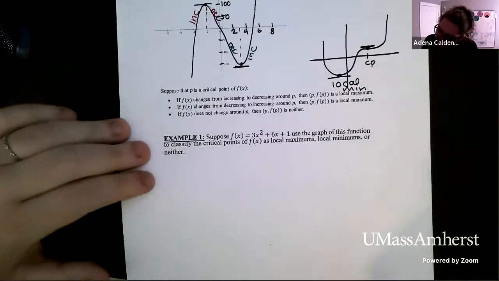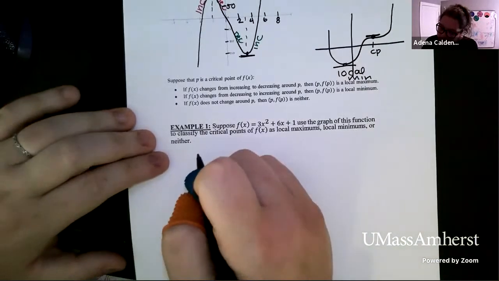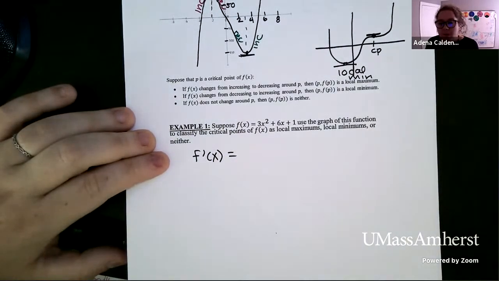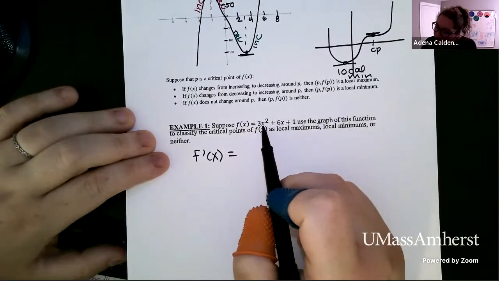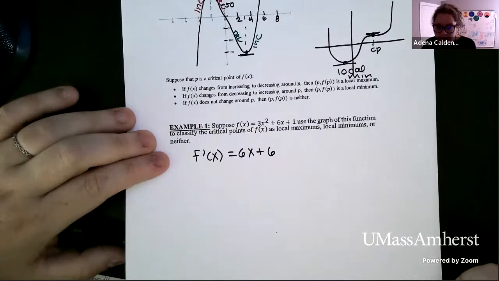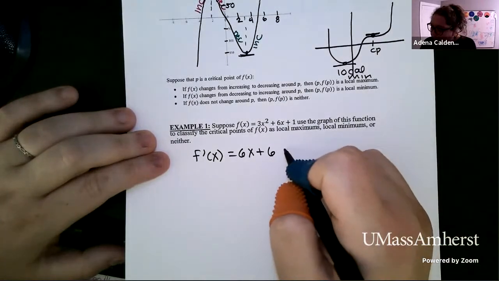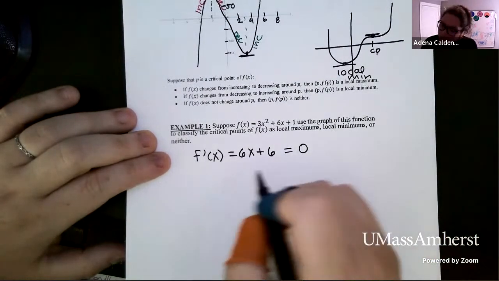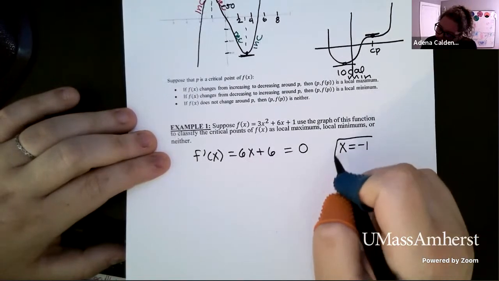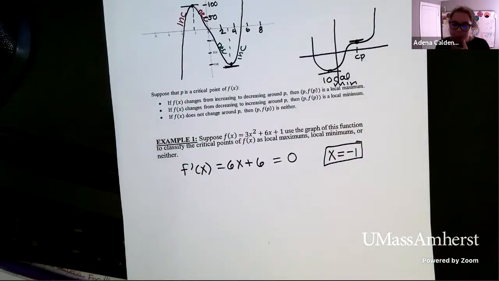All right. So again, we want to start by figuring out where our critical points are. So we're going to start by using the first derivative. Here we're going to get 6x plus 6 as our first derivative. We want to set that equal to 0. We bring the 6 over and divide, and we get a critical point at x equals -1. Okay, so that's one that we did before.